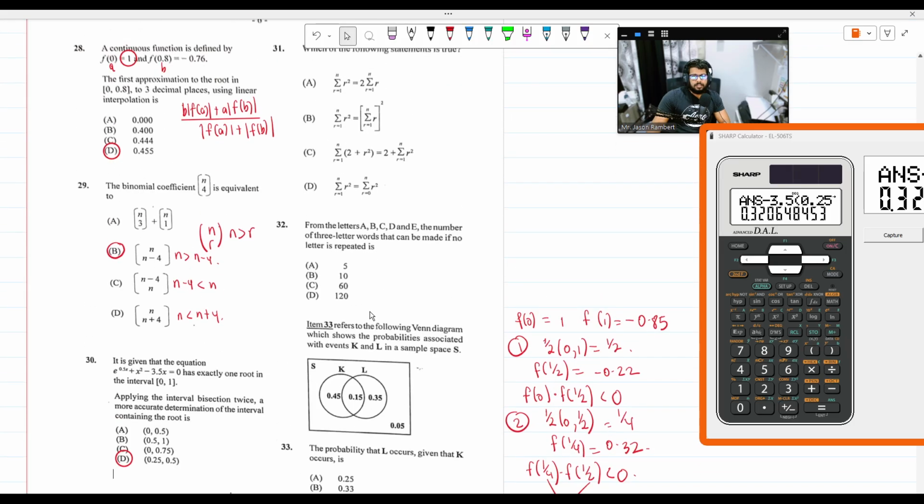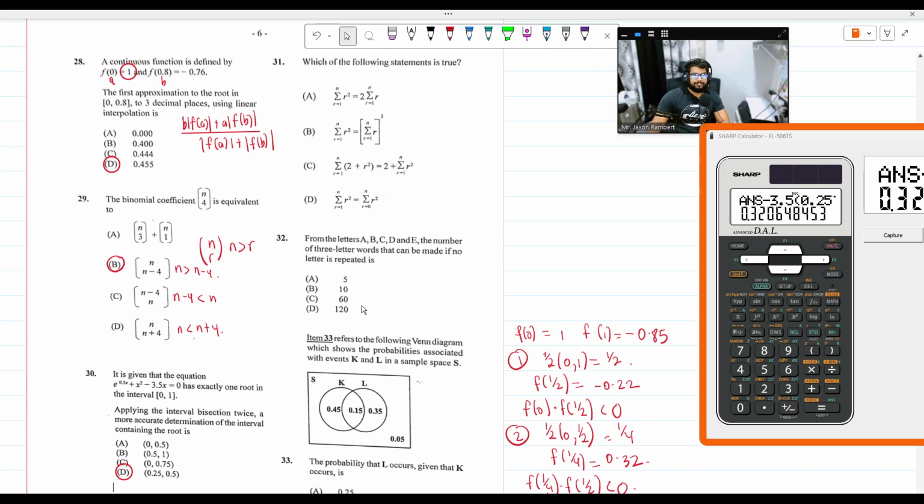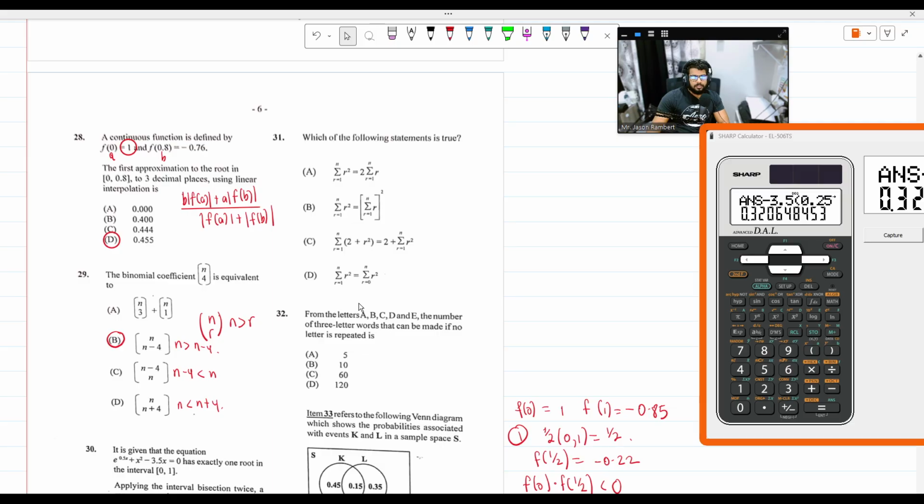So this one took us the most amount of time so far. But we're working on good time. We are 32 minutes in and we are on number 31.